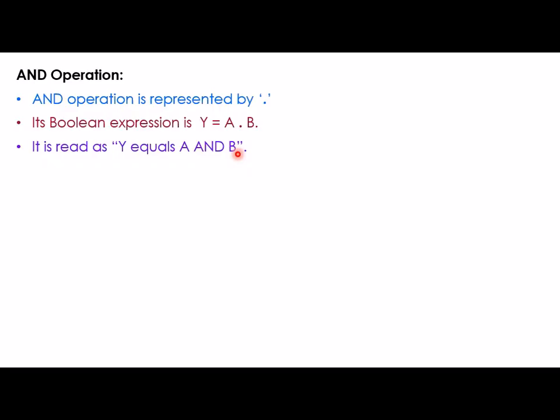It reads as Y equals A AND B. It means that this logical operation, this AND operation, means that if both A and B are true, then only Y will be true. Let us have an electrical analogy of this logical statement.